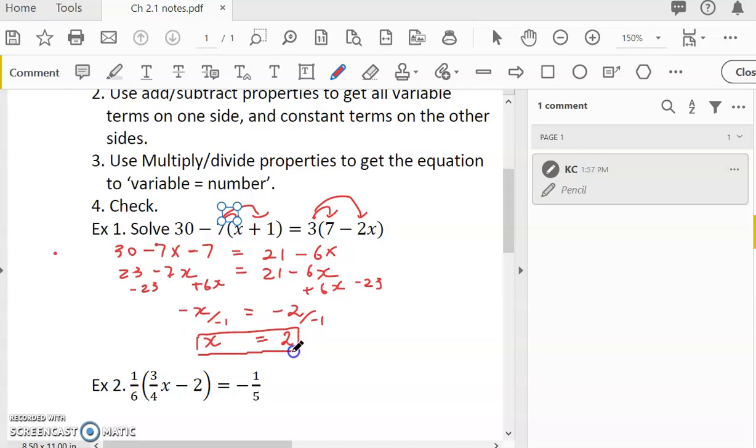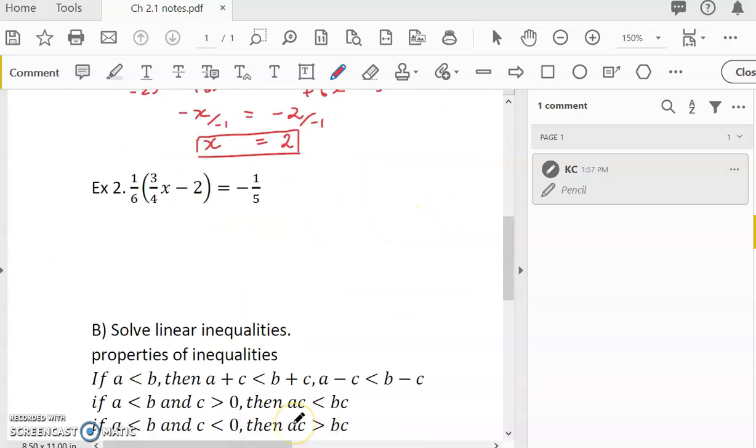And the last step, you're supposed to check the answer. So you can just put it in. So x plus 1 is 3. 7 times 3 is 21. So 30 minus 21 is 9. On this side, I have 7 minus 2 times 2 is 3. 3 times 3 is also 9. So that's just a quick check.